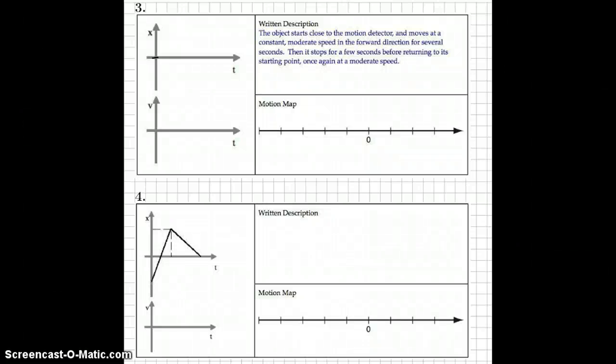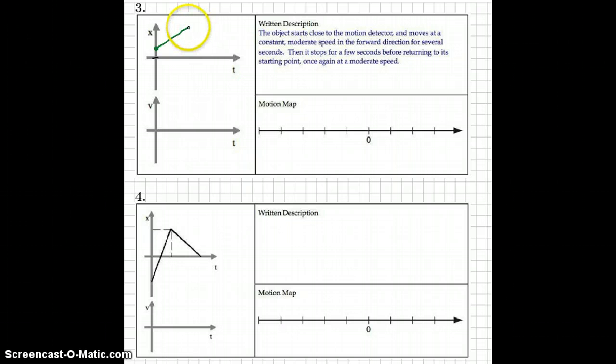Okay, we'll look at 3 and 4 of graphical motion models here. Alright, here we start with the written description. The object's going to start close to the motion detector, so I'm going to say that that's about here. It moves at a constant moderate speed in the forward direction for several seconds, so that's going to be in the positive direction and not too terribly slanted. It then stops for a few seconds.